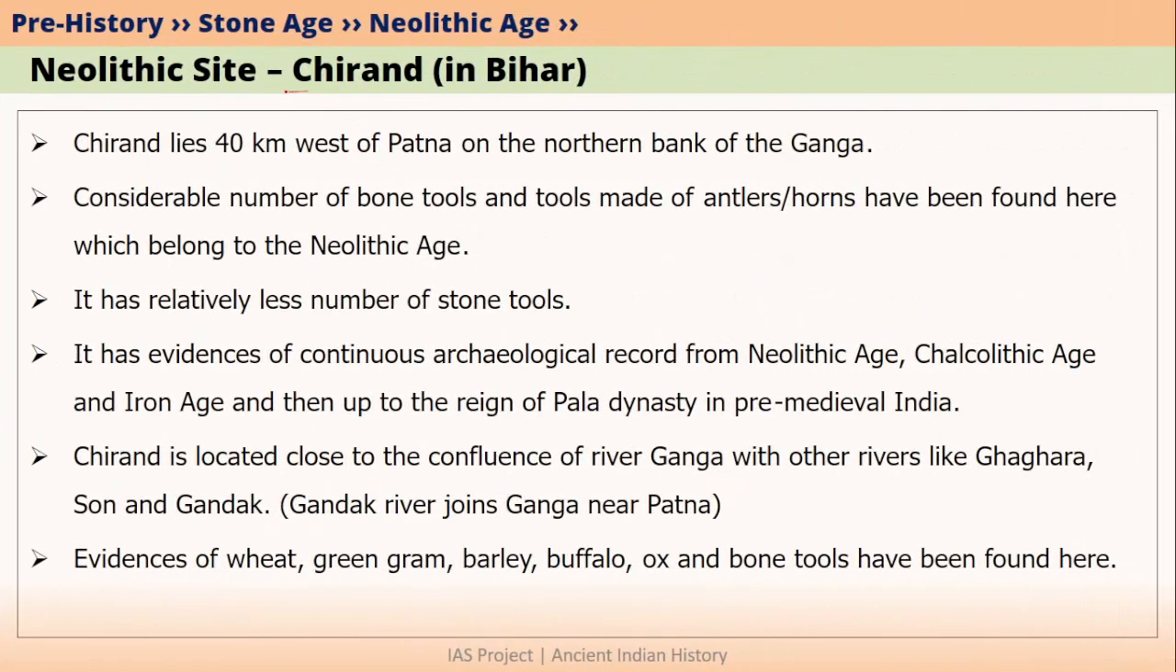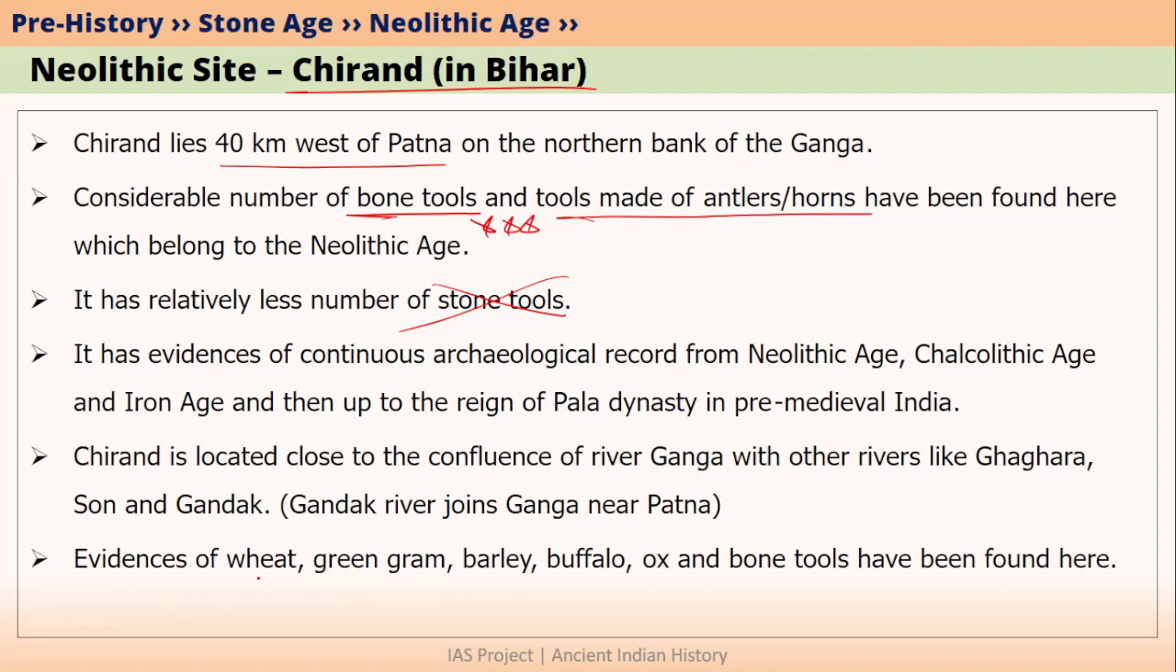Let's talk about Chirand Neolithic site, which is present in Bihar. It lies towards west of Patna. In Chirand, we have found a lot of bone tools and tools that were made from antlers and horns. However, in Chirand, there were very less number of stone tools. Therefore, this is a very unique aspect of Chirand, that bone tools and horn as well as antler tools have been found here, but very less stone tools have been found here.